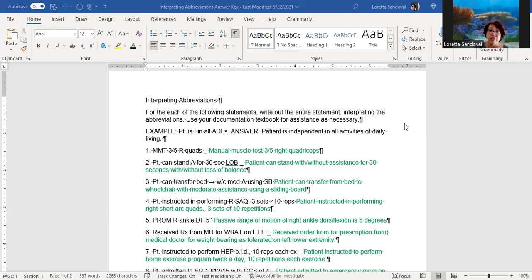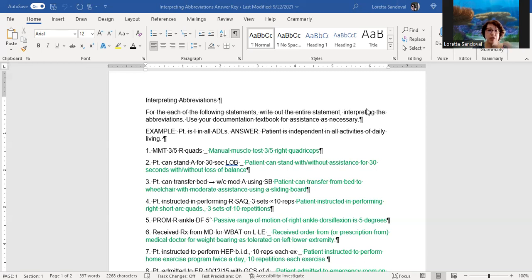From a medical doctor, MD, obviously, for weight bearing as tolerated on left lower extremity. So WBAT is one of those that's pretty cross-disciplinary. Most people in healthcare know what that means. Is the patient going to know what that means? Probably not. So weight bearing as tolerated, even though that's a pretty standard abbreviation, if your patient is reading the note, they might not know what you're talking about.